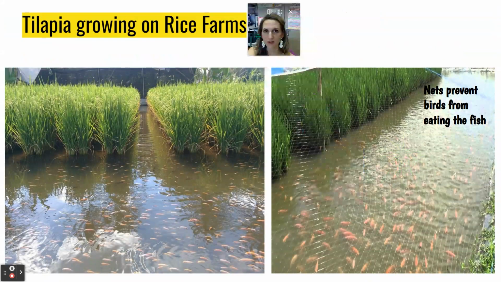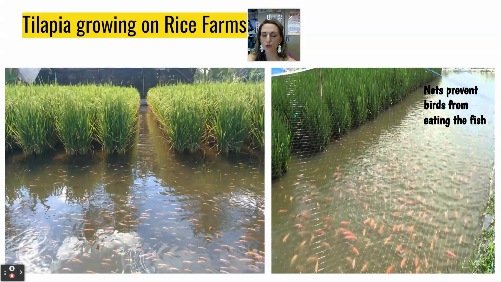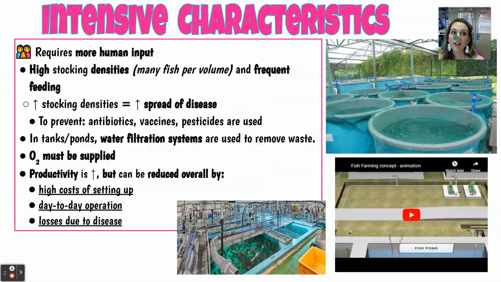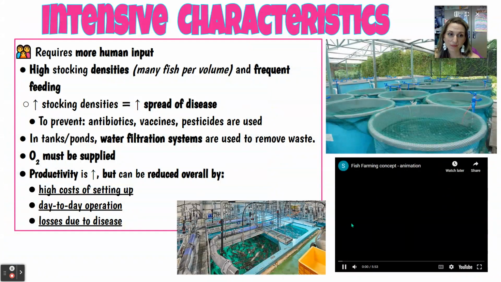There you go. And then they'll use netting whenever you're in an open system so that you don't have any predatory birds taking the fish out. A lot of pictures here.